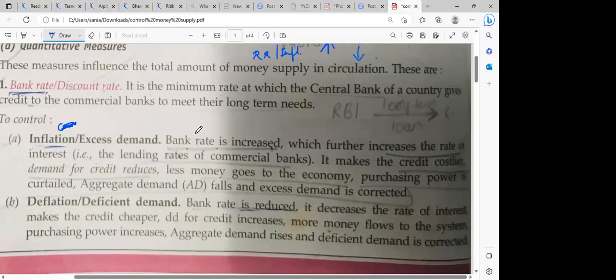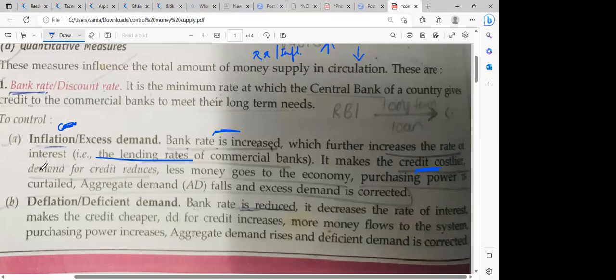Yes, ma'am. So bank rate is increased, which further increases the rate of interest, right? So bank rate means the rate of interest is increased. You don't need to write all this in bracket. Then what will happen? Earlier, taking loan was easy, but now taking loan is costlier. Earlier, you have to pay only 10%. Now you have to pay 20%, right? So it makes the credit costlier.